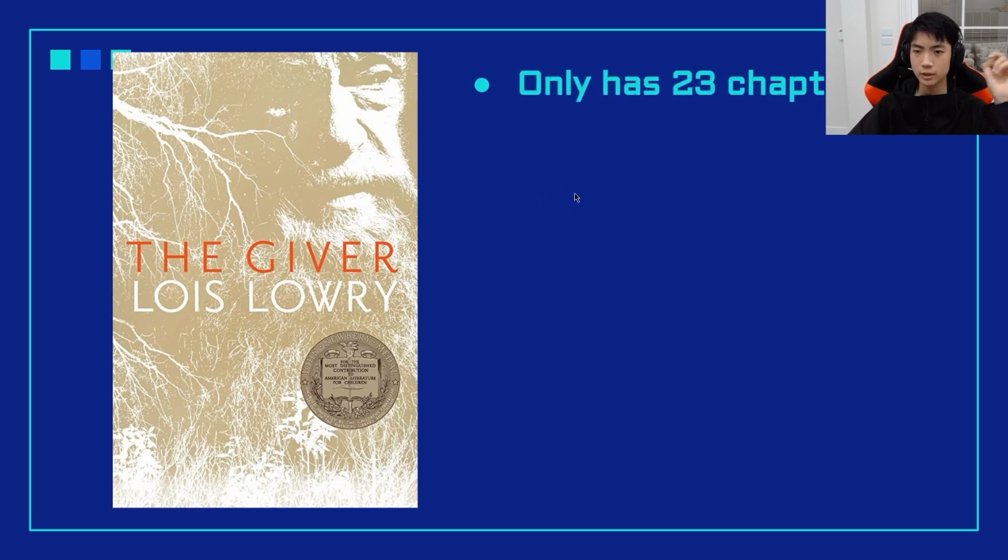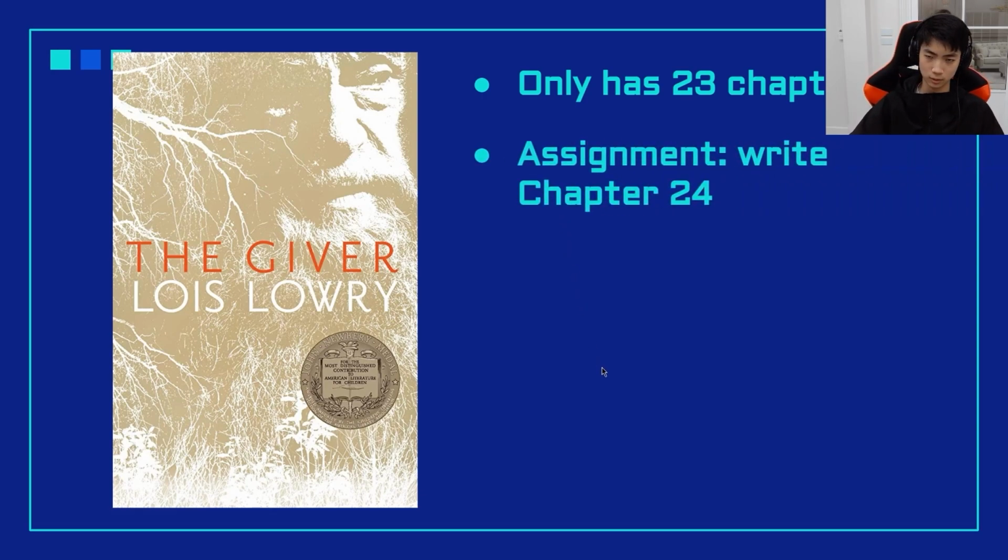It only has 23 chapters, this book, and the ending is a bit weird. Jonas tries to escape the community, and once he escaped, he sees the outside world, and then boom, story ends. We don't know what happens to Jonas. We don't know if he can find the outside world, or if he can fit in. We don't know if it's the outside world or he just looped back around to the community. There's a lot of things that can happen, right? And my assignment was to write chapter 24.